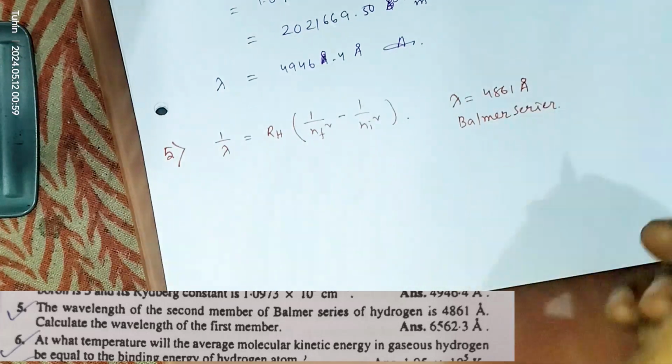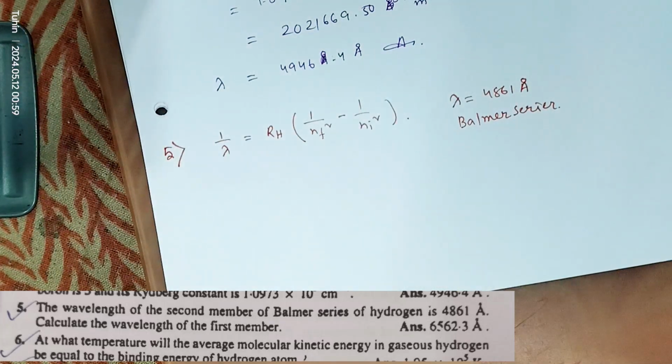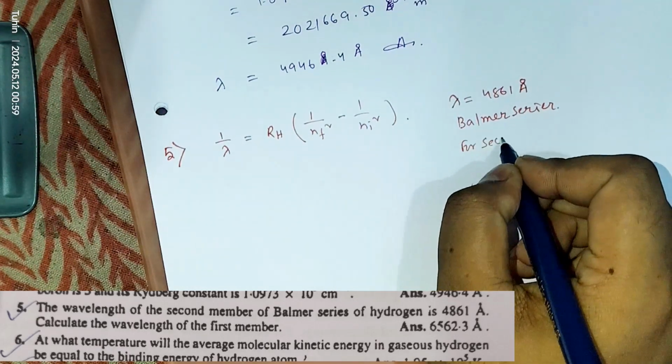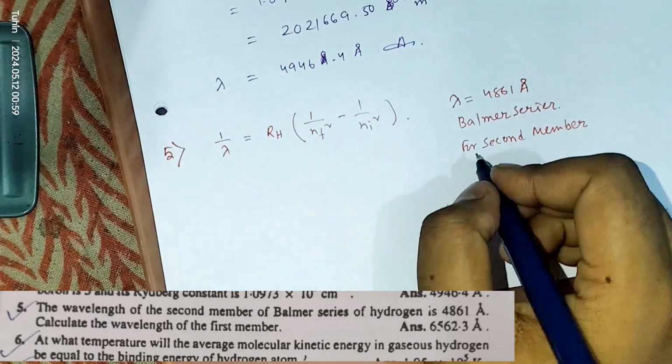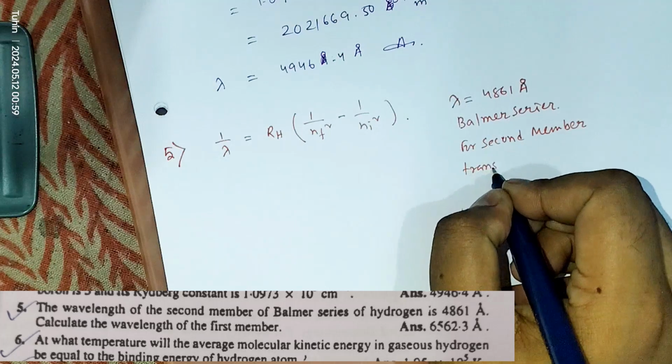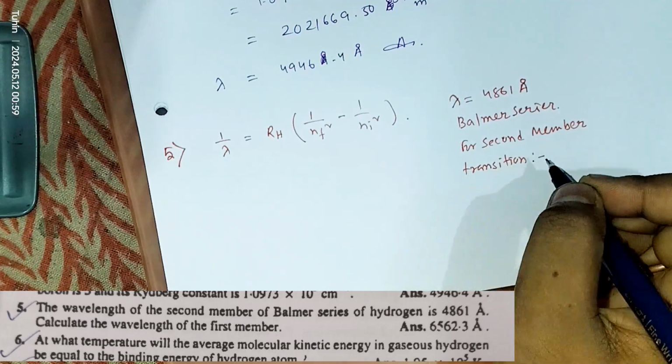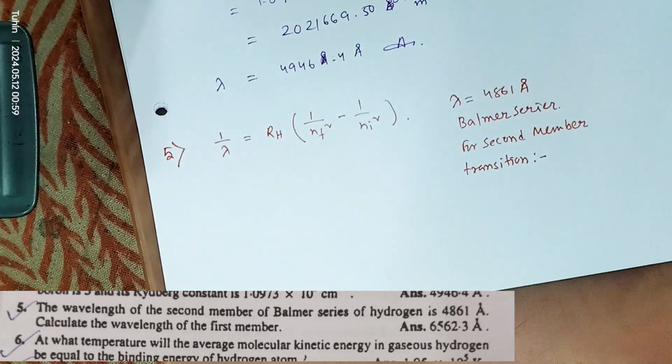And this is the Balmer series. Okay, fine. So for this Balmer series, this is the second line, the second member. So for the second member, the transition will be 3 to 2.